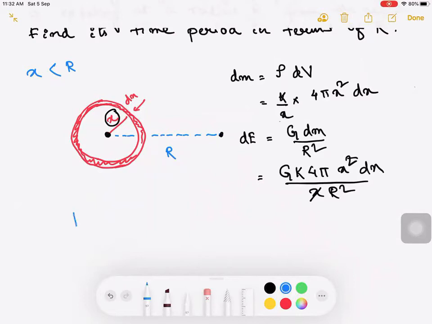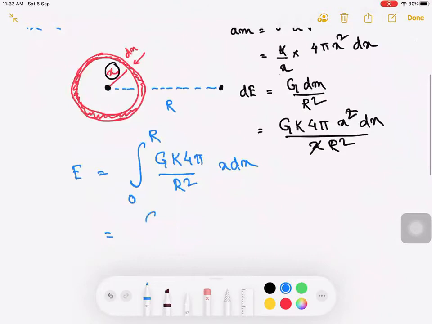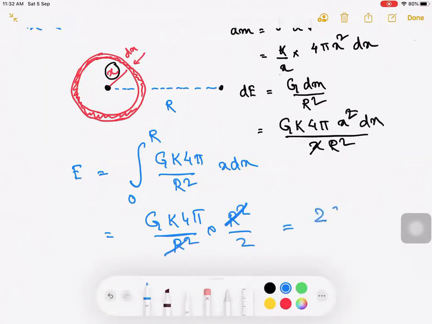So what is the total gravitational field at that radius of capital R? It would be integration from 0 to capital R of G k 4 pi by R square into x dx. If you do this, you get G k 4 pi by R square into R square by 2. The radius term goes away and I am left with 2 G k pi. So this is the gravitational field at that radius.